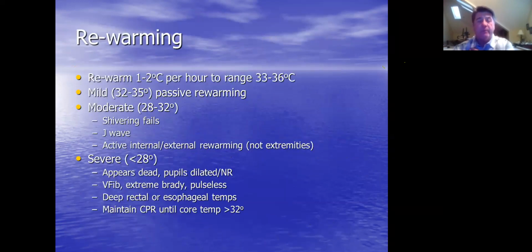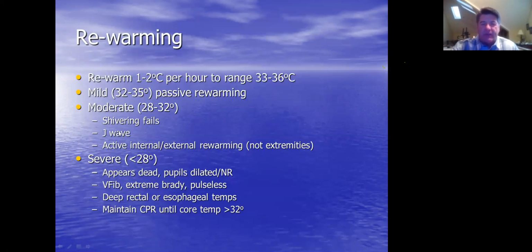How do you rewarm them? When we do rewarm them, we only rewarm them slowly, 1 to 2 centigrade per hour. Mild, moderate, and severe are the types of hypothermia that can be seen. We can talk in another lecture about hypothermia, which is somewhat related to cold water drowning, but there are 3 phases of hypothermia as well.